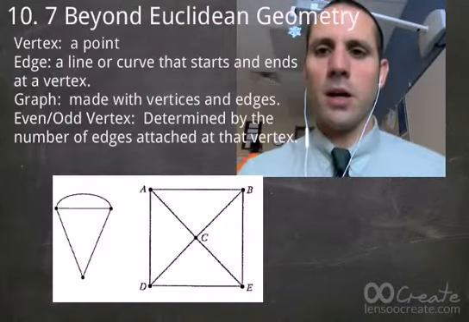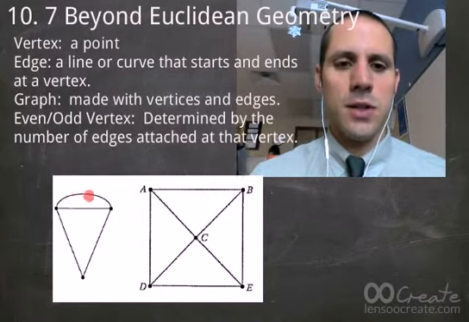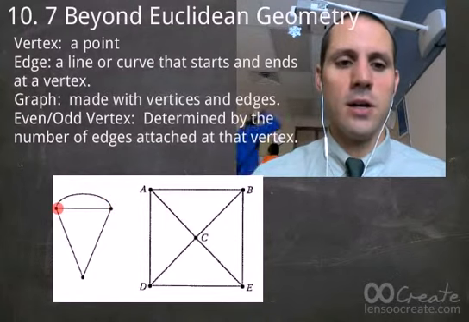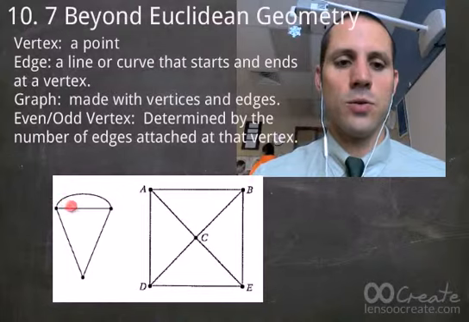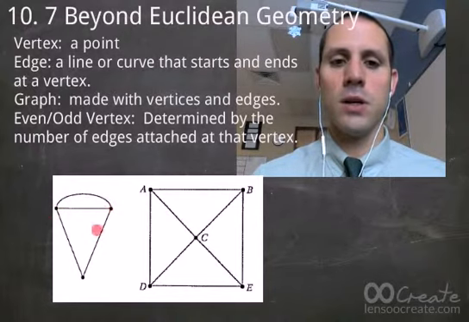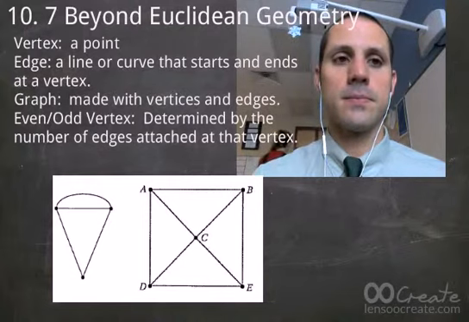All right, we'll take a look at the picture on the bottom of the page. So right here, these are edges. Even if it's curves, it's still an edge. So this vertex here has 1, 2, 3 edges, so it would be an odd vertex, similar to this one here. 1, 2, 3, odd vertex. This one here has 2 edges meeting at it, even vertex.